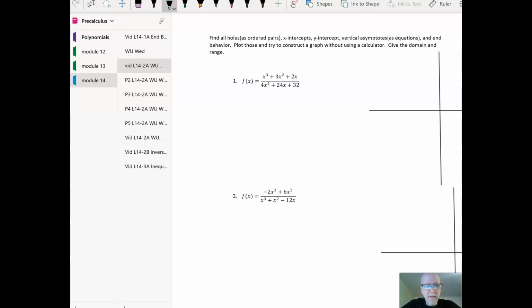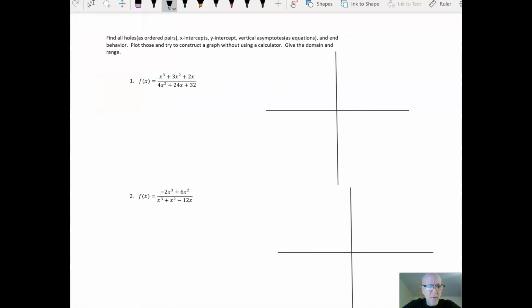So first we look at the equation, and from the equation we're going to pull out all the pieces that we can get, like holes as ordered pairs. So we're going to get the x and y coordinate, x-intercepts, y-intercepts, vertical asymptotes, and behavior. And then we're going to plot all these things, put them together, and see if we can figure out what the graph is. So we'll kind of leave the area of the graph for just the graphing.